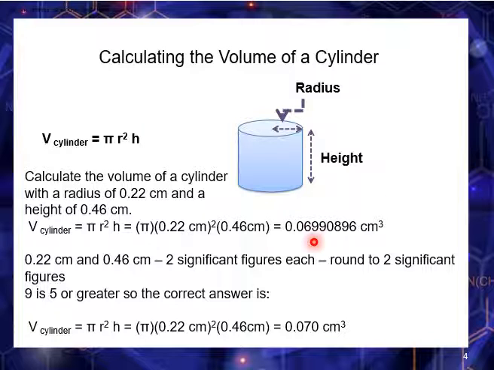If we look at the first two numbers, this 9 is 5 or greater, so you will add 1 to this 9 to make 10, and so therefore the correct answer is 0.070, and you need this 0 to indicate that there are two significant figures. This 0 is significant because it is behind a non-zero digit, the 7, and behind the decimal point.